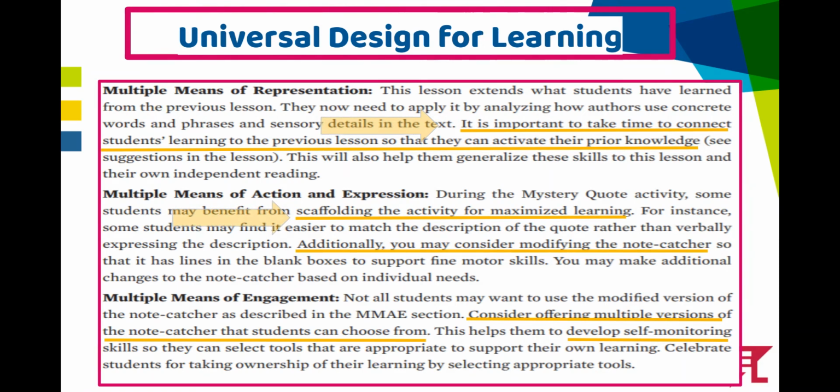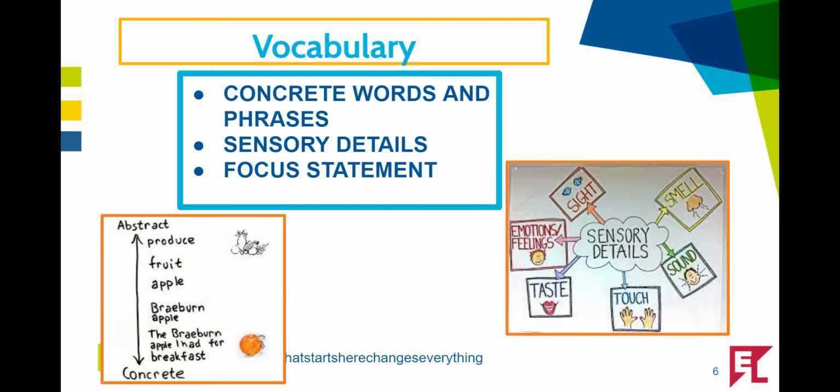During the mystery quote activity, some may find it easier to match the description of the quote rather than verbally expressing the description. You may consider modifying the note catcher so that it has lines in the blank boxes to support fine motor skills. You may make additional changes to the note catcher based on student needs. Not all students may want to use the modified version of the note catcher as described. Consider offering multiple versions of it that students can choose from. This helps them to develop self-monitoring skills so they can select tools that are appropriate to support their learning.